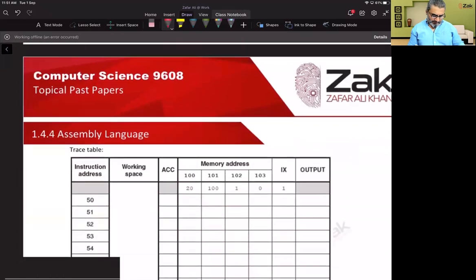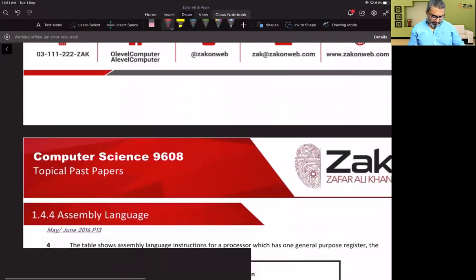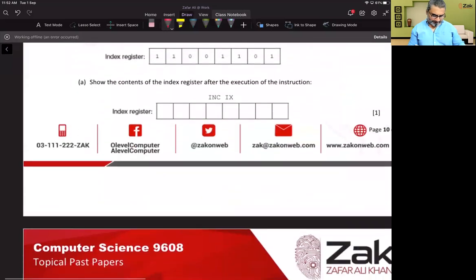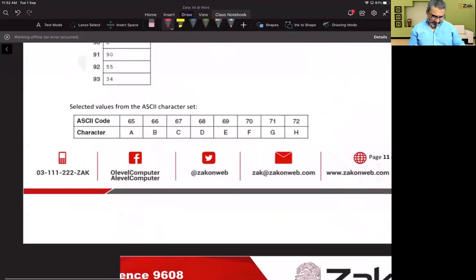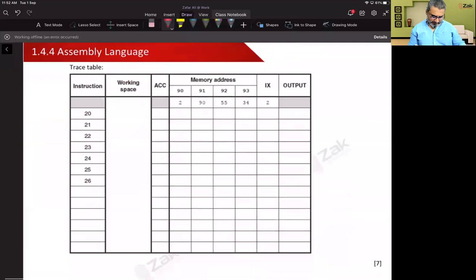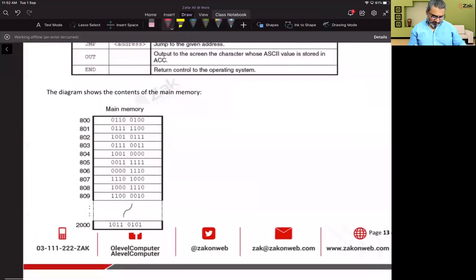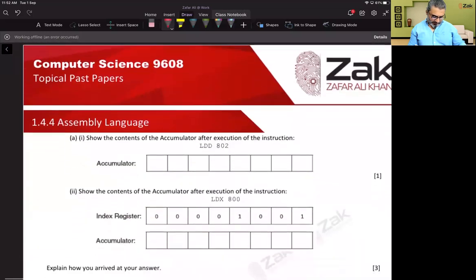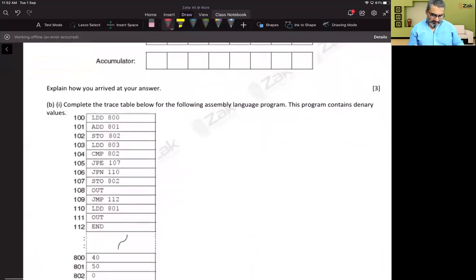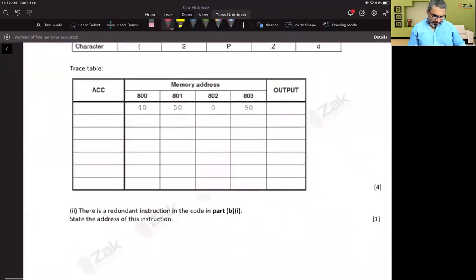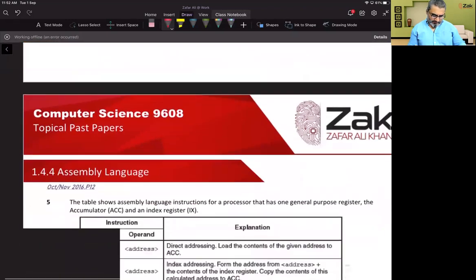We solved this question while we were doing assembly language. During the lectures, we have solved such questions. Let's see if we have got anything different, then we will definitely be solving it.